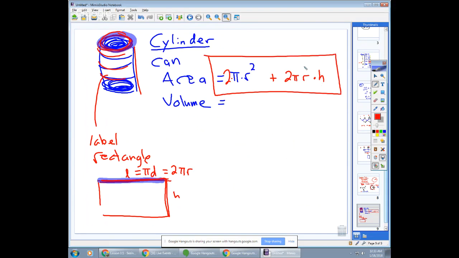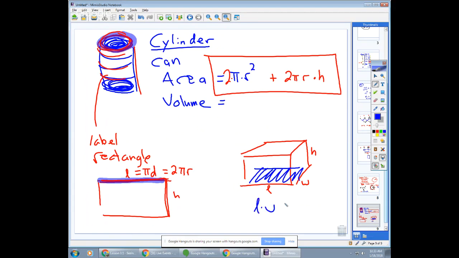Two circles and that rectangle, part of the rectangle is their circumference. Kind of cool. Other cool thing is a can is a lot like a box. And if I wanted to find the volume of the box, wouldn't I just take the length times the width times the height? Remember we did that last term? And the length times the width here, isn't that just the area of the bottom?